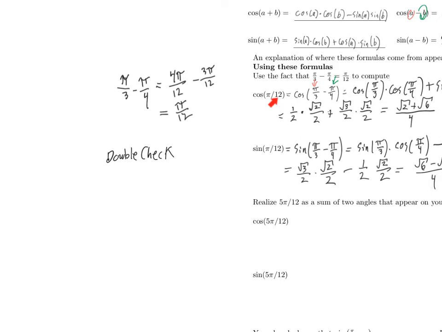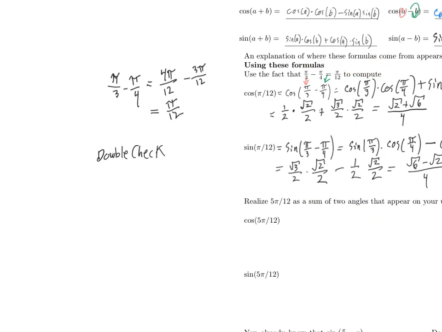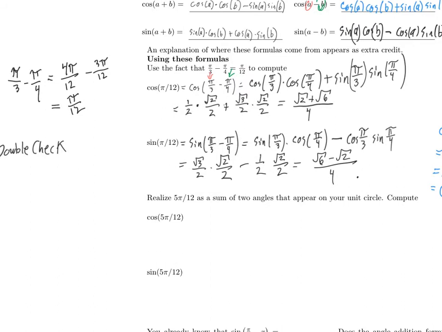Here is a computation for cosine. Here is a computation for sine. Let's see, an angle of pi over 12 is in quadrant 1, so both of those should be positive. And indeed they are positive. Positive plus positive is positive, divided by 4, still positive. 6 is bigger than 2, so this difference is positive, divided by 4, still positive.